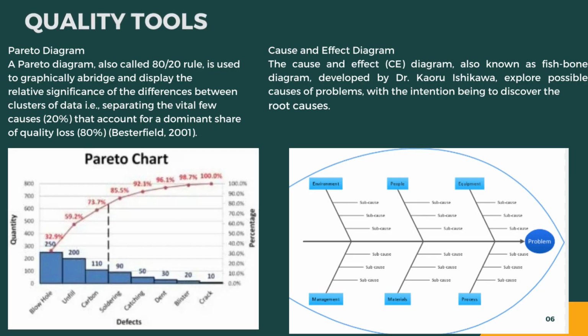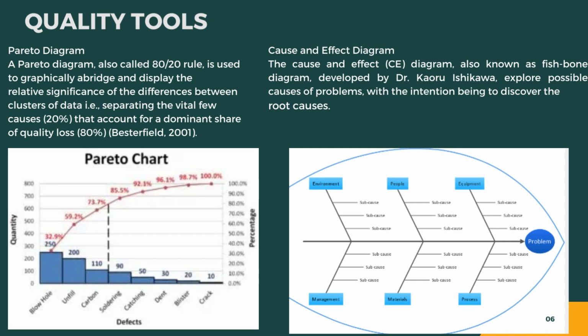Now, the next quality tool we are going to look at is the Pareto diagram. This is how the Pareto diagram looks when it's being plotted. Now, the Pareto diagram is also called the 80-20 rule. It's used to graphically abridge and display the relative significance of the differences between clusters of data. That is, separating the vital few causes, 20%, that account for the dominant share of quality loss, 80%.